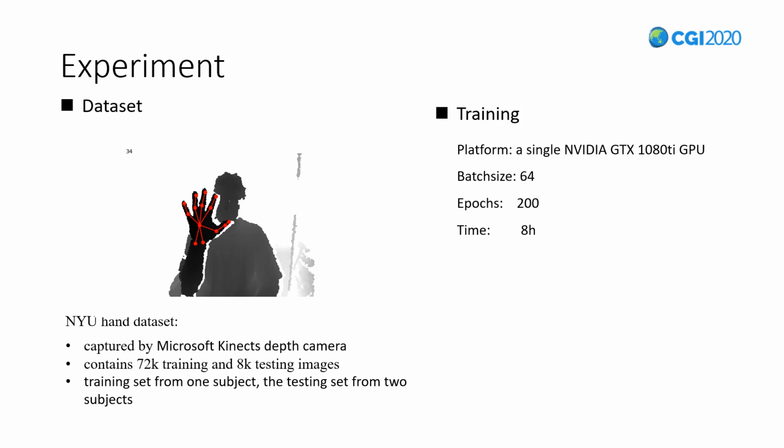We implement our experiment on the open dataset, the GHand dataset. It is captured by a Microsoft Kinect depth camera. The dataset contains 72 thousand training and 8 thousand testing images. The training set is collected from one subject, and the testing set is collected from two subjects. We train our network on a single NVIDIA GPU. Batch size is 64, and we train about 200 epochs, which takes about 8 hours.